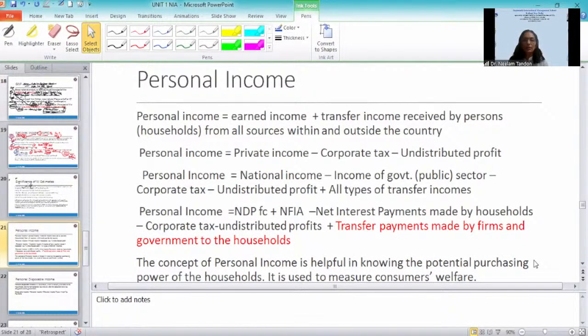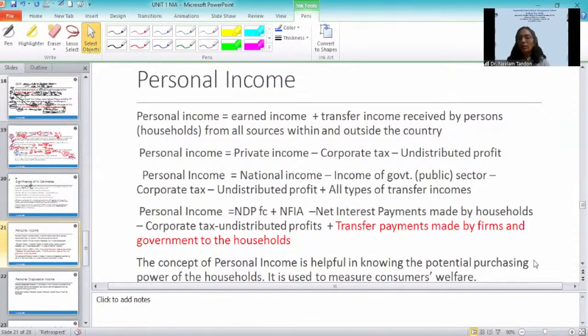That means what foreign players in India are taking back home is minus, and what Indian players are getting from abroad is plus. That is why NFIA is added when we move from domestic to national, because national is about whom? National is about residents of India, and these players are not residents of India. So that is why we add NFIA when we go for converting from domestic to national. Okay.